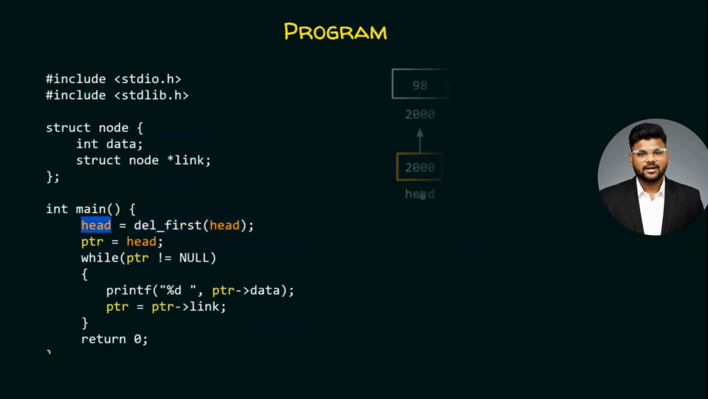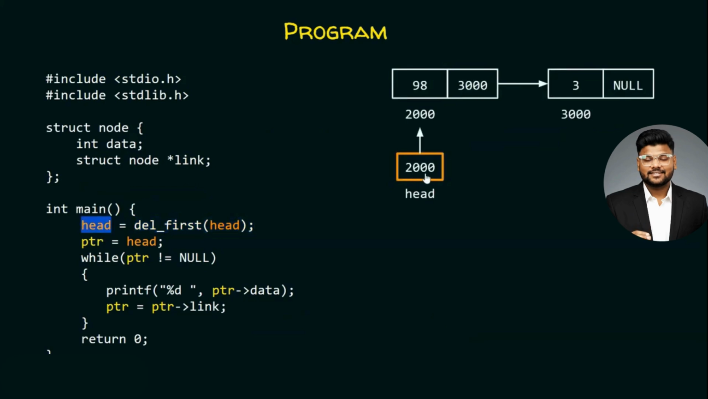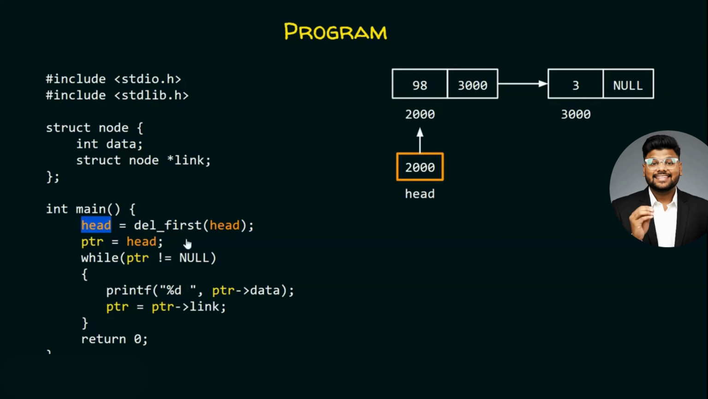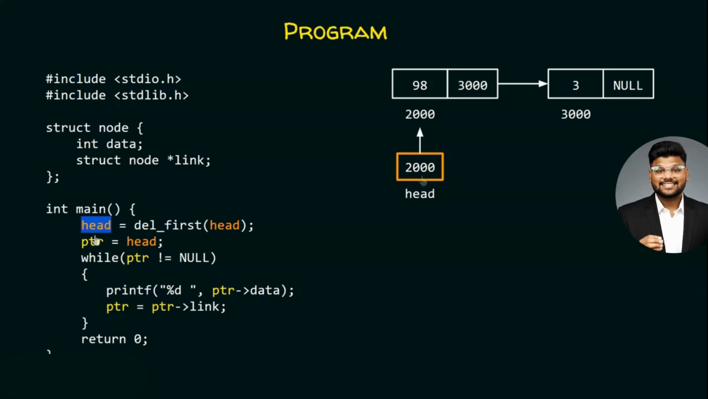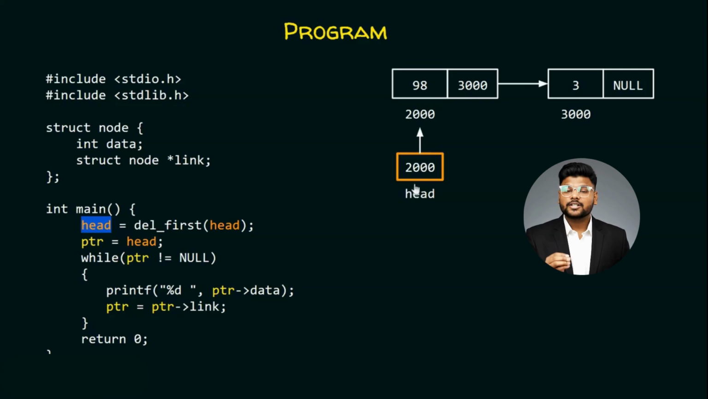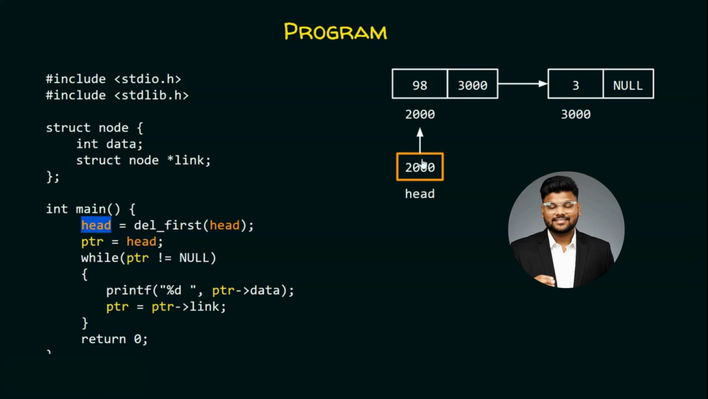And here in main function, head will receive this address 2000 because we have returned that head in the delFirst function, right? Here this head will receive this address 2000, and it is very important to receive this address because here in the main function, changes will not get reflected if we didn't receive this address. Here in the main function, if we didn't receive the address 2000, then head will still contain the address 1000, which is wrong. It is important to assign this address to head so that it can point to the new node of this list.